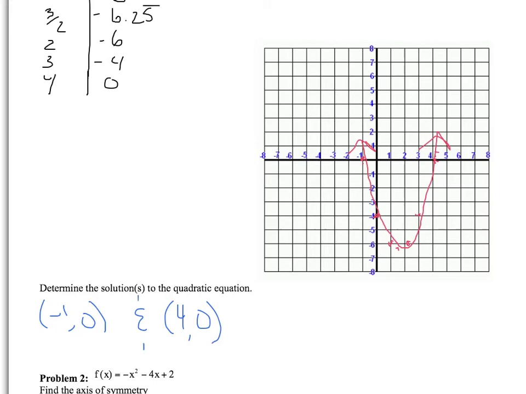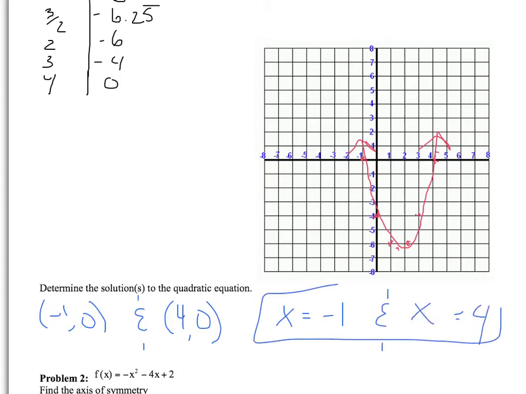If it asks for roots, which is the same idea, my roots would be at x equals -1 and x equals 4. They just want the x values there if it said roots. And that's it. Now I'm going to try to go a little bit faster on the next one here.